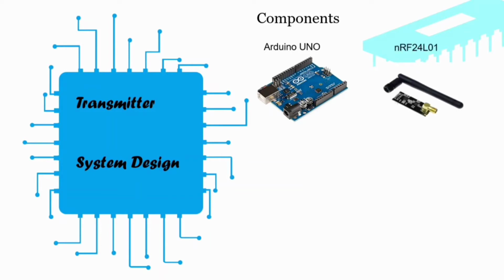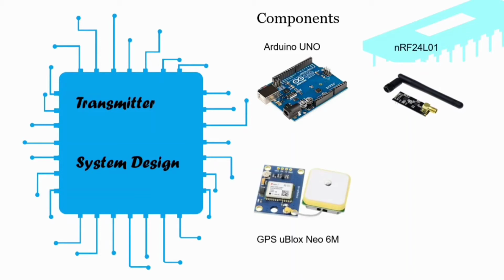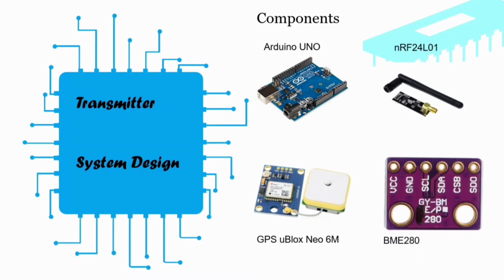Second, the NRF24L01 is the main component for wireless communication for sending data. Third, the u-blox Neo-6M GPS module to find out the location of the buoy. The last component, the BME280, is for reading the weather around the buoy, such as temperature, humidity, depth, and pressure.